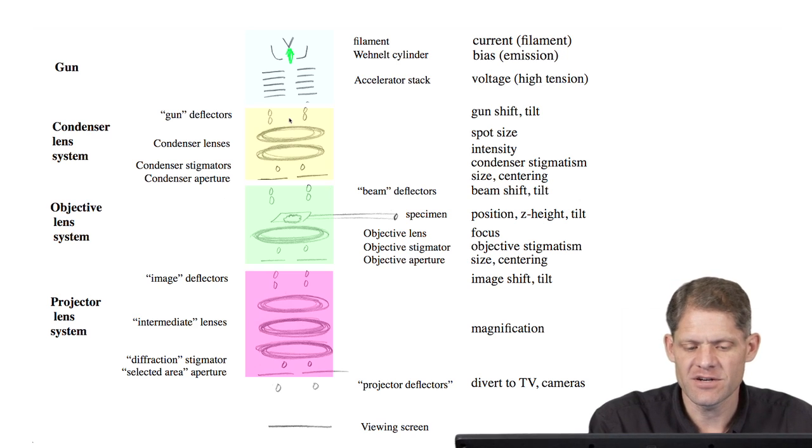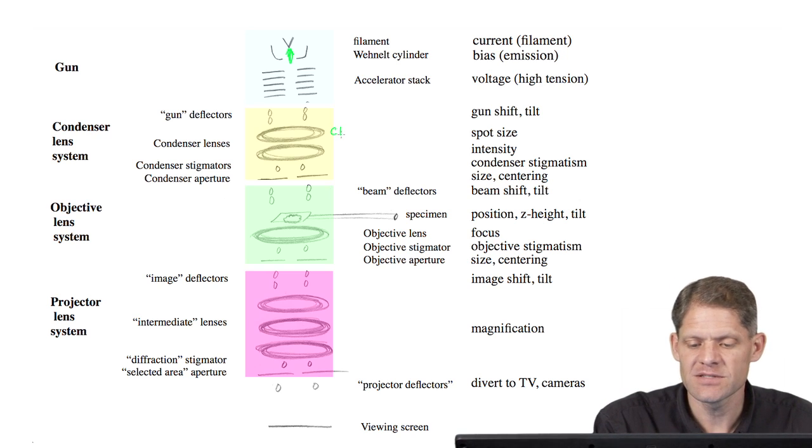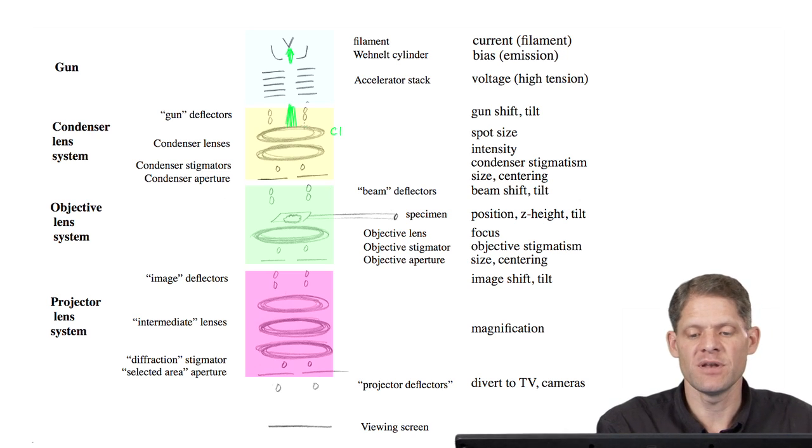Following the gun deflectors, the first condenser lens takes the electron beam that emerges from the accelerator stack and has perhaps been redirected by the gun deflectors.